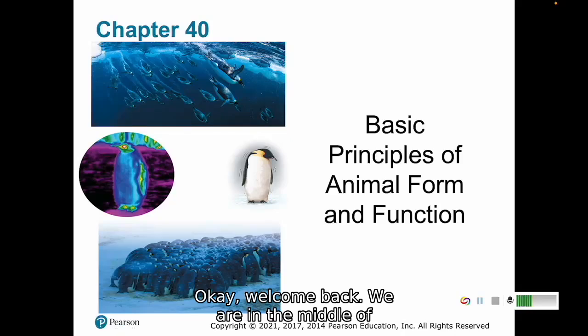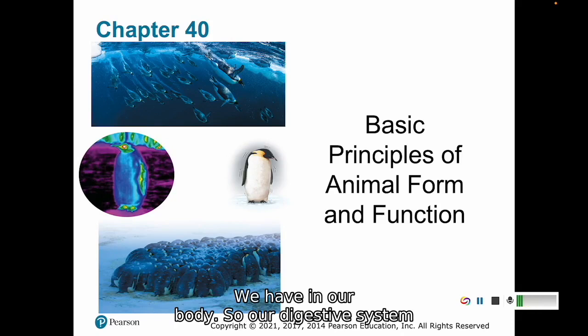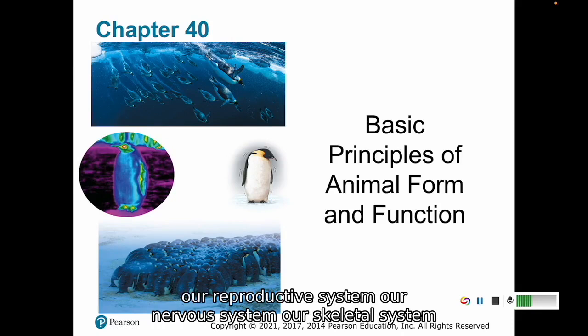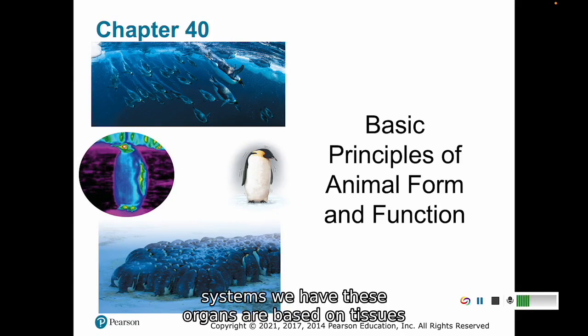Okay, welcome back. We are in the middle of chapter 40. We just talked about some different body systems we have in our body. So, our digestive system, our reproductive system, our nervous system, our skeletal system. So, you can describe those different organ systems we have.